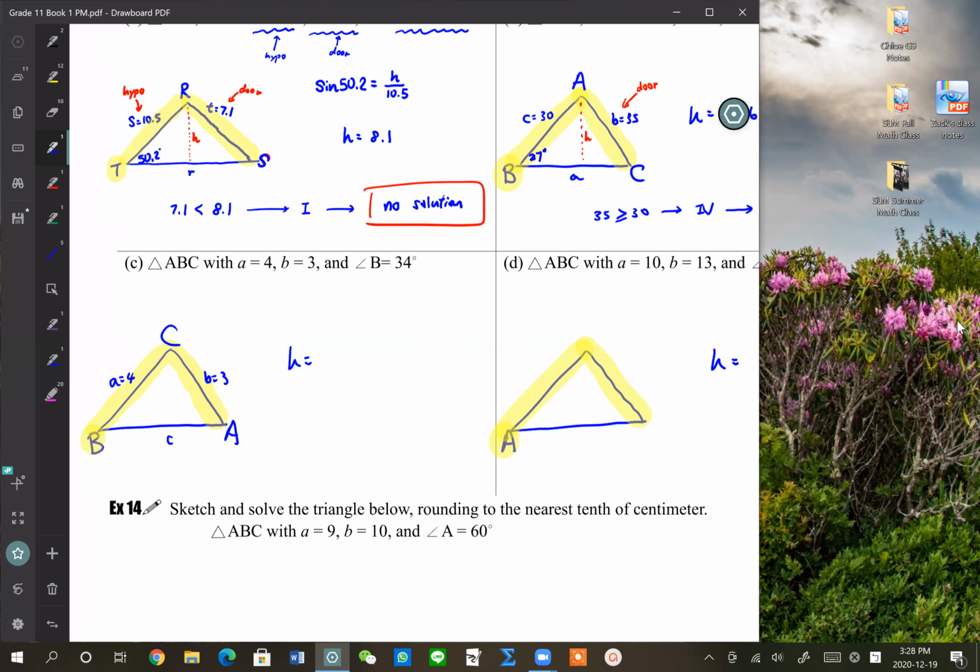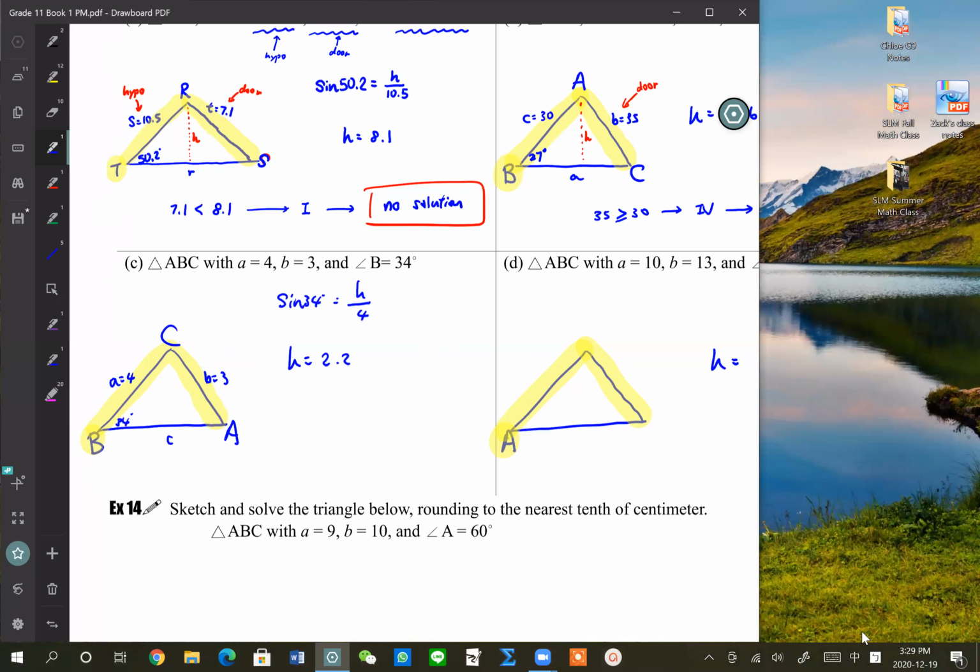Okay, Harry, have you found the height? 2.2. 2.2, thank you. Okay, so sine, I'll show the step here. Sine of angle 34 is h over 4. Okay, you find the height.